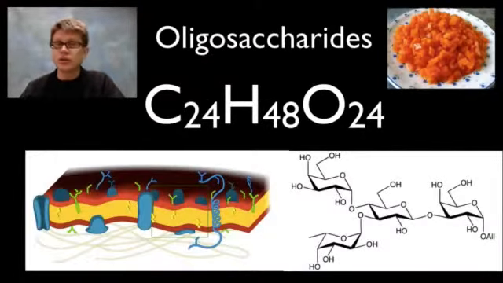Okay, let's go to oligosaccharides. Oligosaccharides are going to be like 3 to 10 different sugar molecules. They're important in biology in one pretty important part, and that is in the production of these, which are called glycoproteins.